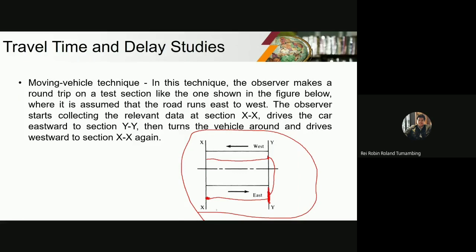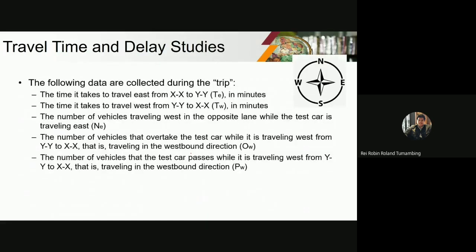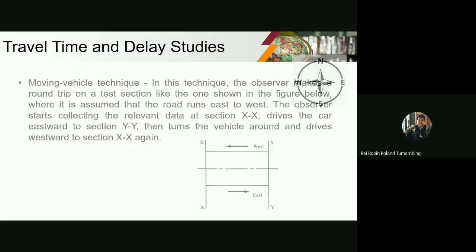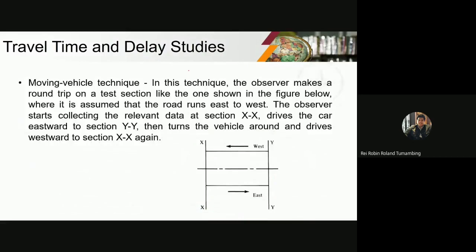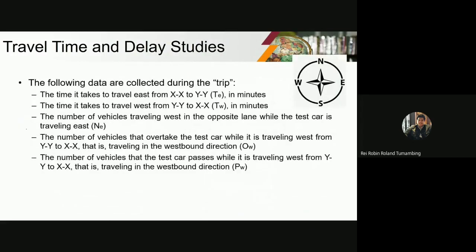So there are two parts of data gathering. First is from XX to YY, and the next is from YY to XX. These are the data you need to collect during the trip. First is the time it takes to travel east from XX to YY, that is TE. The time it takes to travel from YY to XX, that's TW.